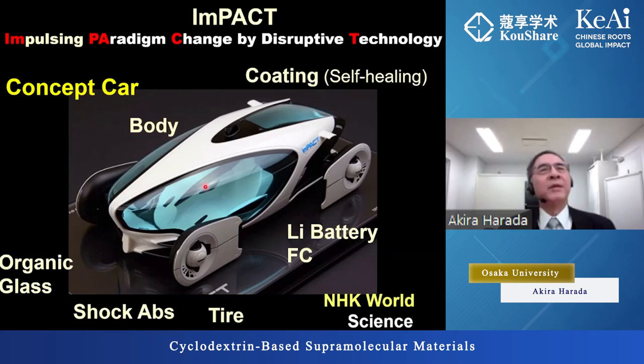Polyrotaxanes are used for the body, shock absorbers, and the wheels here. And now they are starting to be applied to organic glasses, batteries, and coatings. But in this case, once the chemical bonds are broken, the damage cannot be healed.